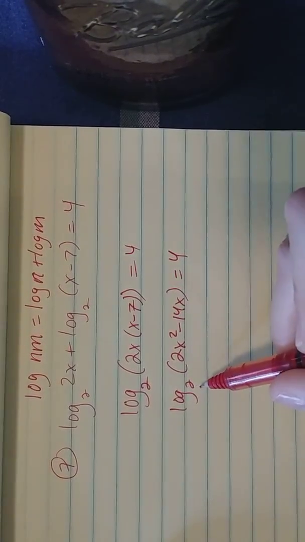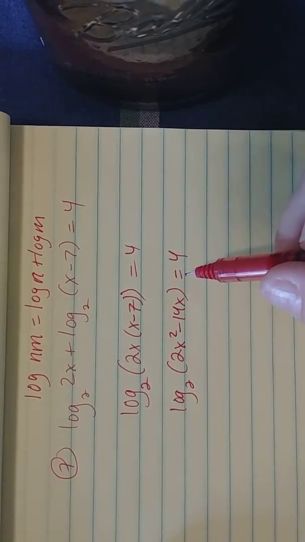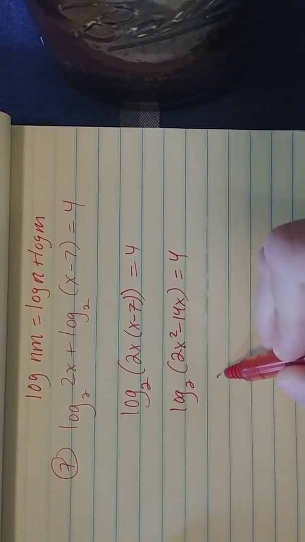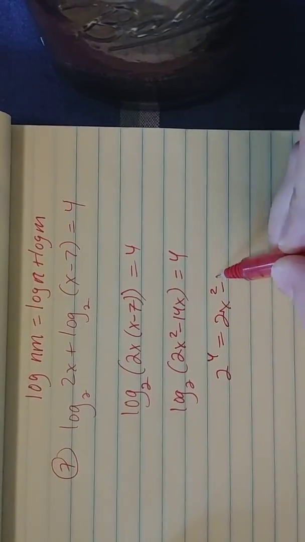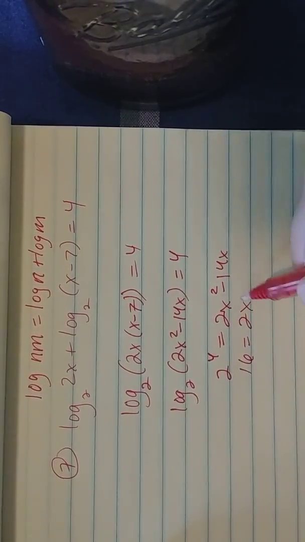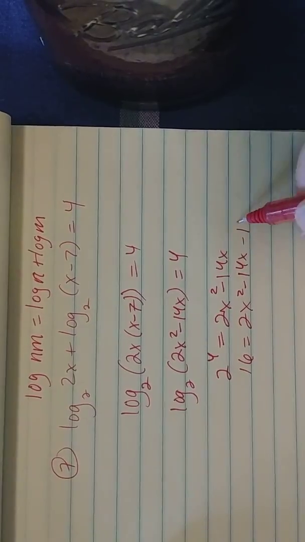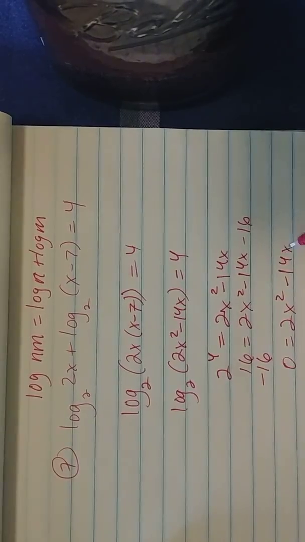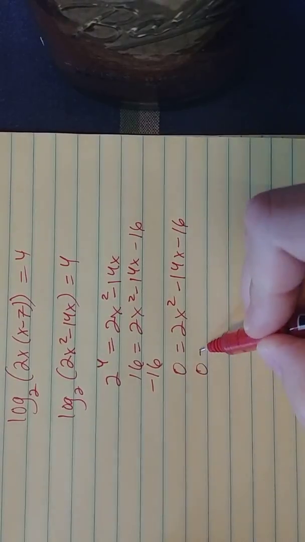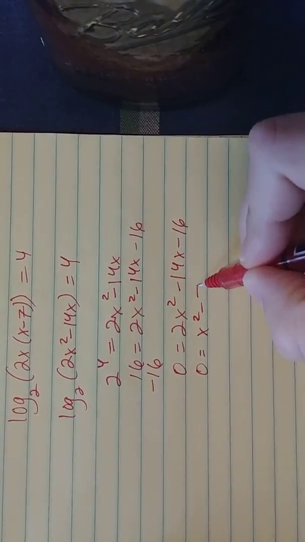And now that I have log with a base of something equals something, I can go ahead and rewrite that as an exponential. So when I do that, I get 2 to the 4th is 2x squared minus 14x. That is a 16. So I'm going to subtract 16 because I have a quadratic here, so I want to set it equal to 0. And I'm noticing that all these numbers are even, so I can go ahead and divide them all by 2, because 0 divided by 2 is still 0.